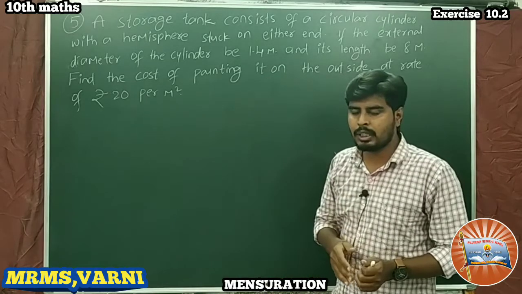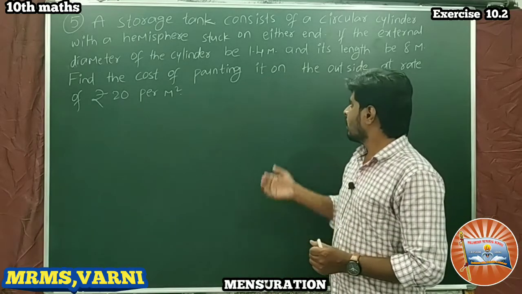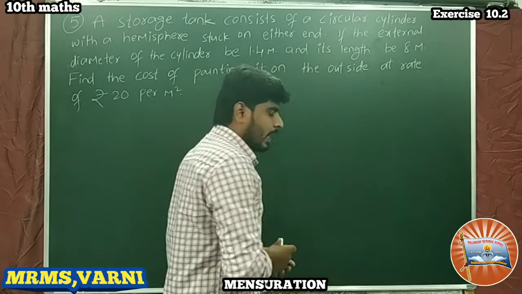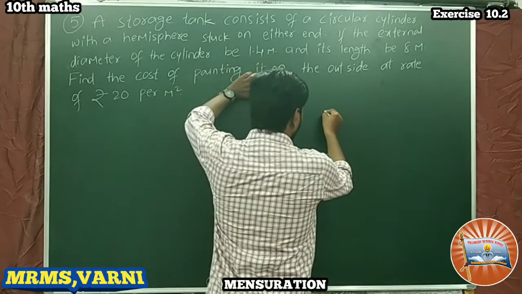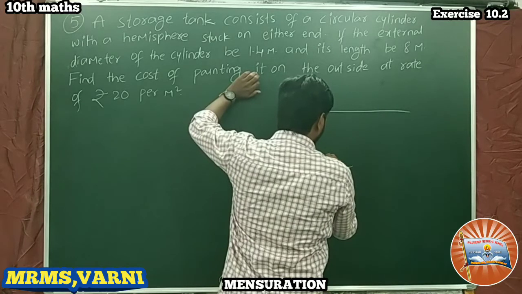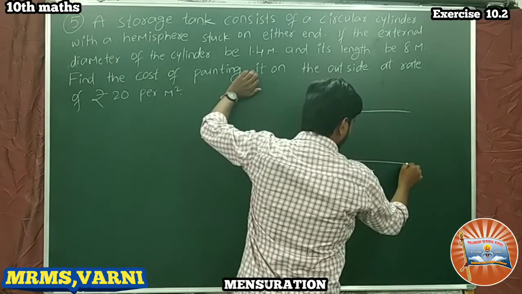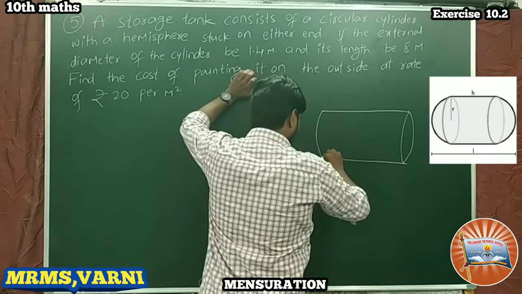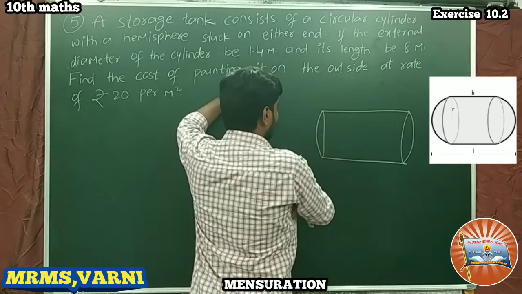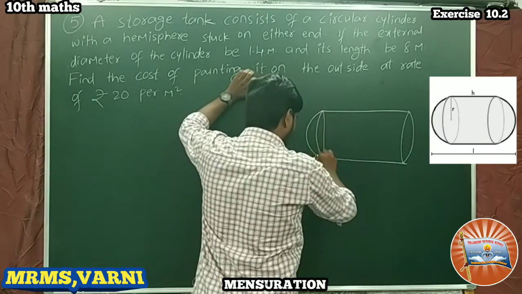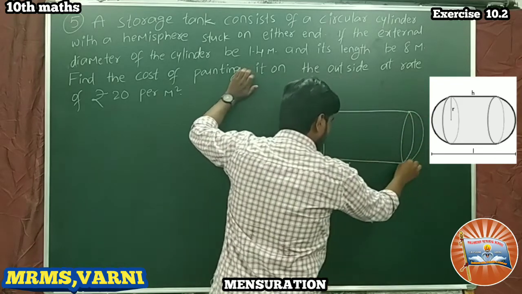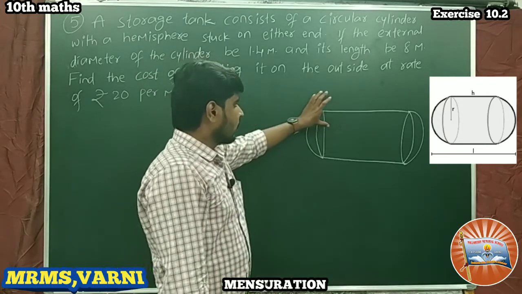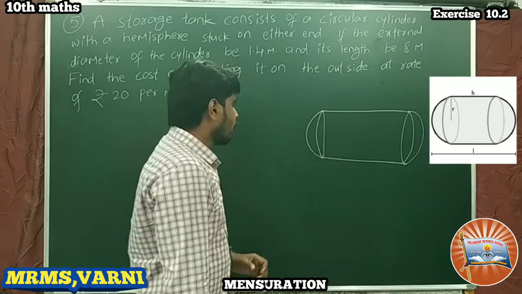So here we have to find the cost of painting, and with the use of this information, what we have is a storage tank, which is in the form of a circular cylinder and the ends are like a hemisphere. This is a right circular cylinder, or circular cylinder we call. These are the hemisphere ends we are having. So we have to find the cost to paint this storage tank.